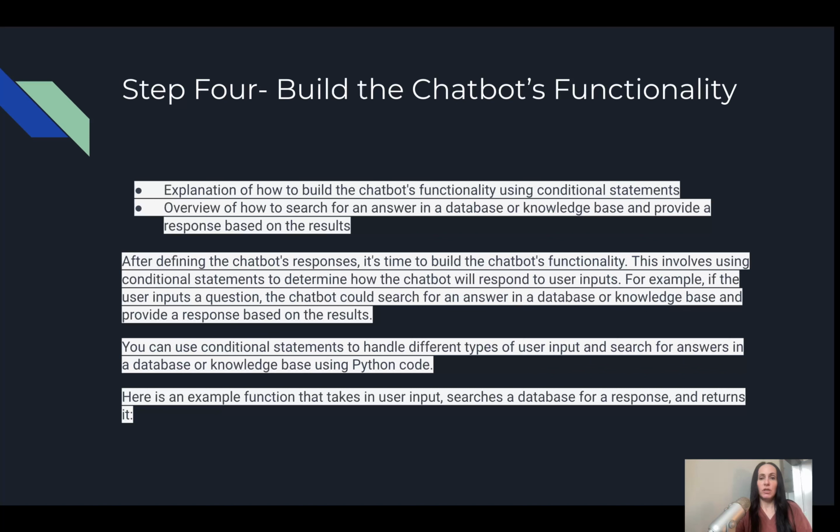Now we have to build the functionality. After defining the chatbot responses, we have to build the functionality. This involves using conditional statements to determine how the chatbot will respond to user inputs. For example, if the user inputs a question, the chatbot could search for an answer in a database or knowledge base and provide a response based on the results. You can use conditional statements like if-then statements to handle different types of user input and search for answers in a database or knowledge base using Python code.